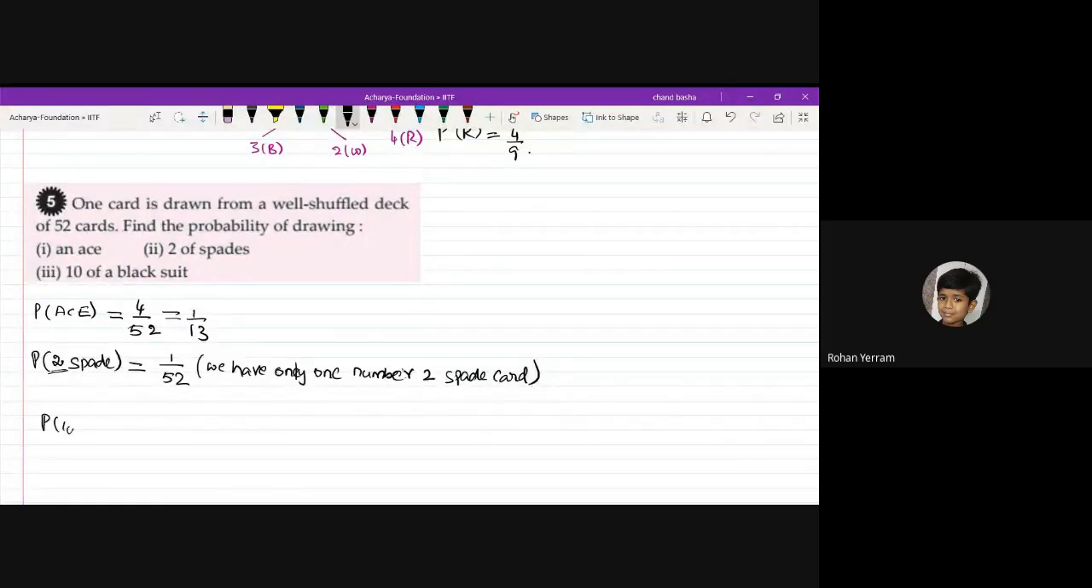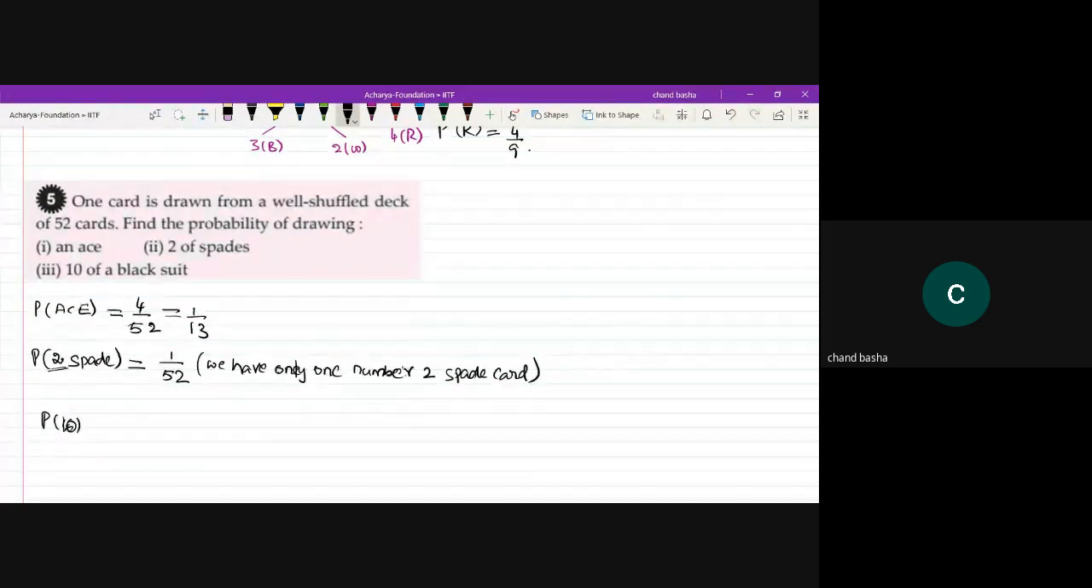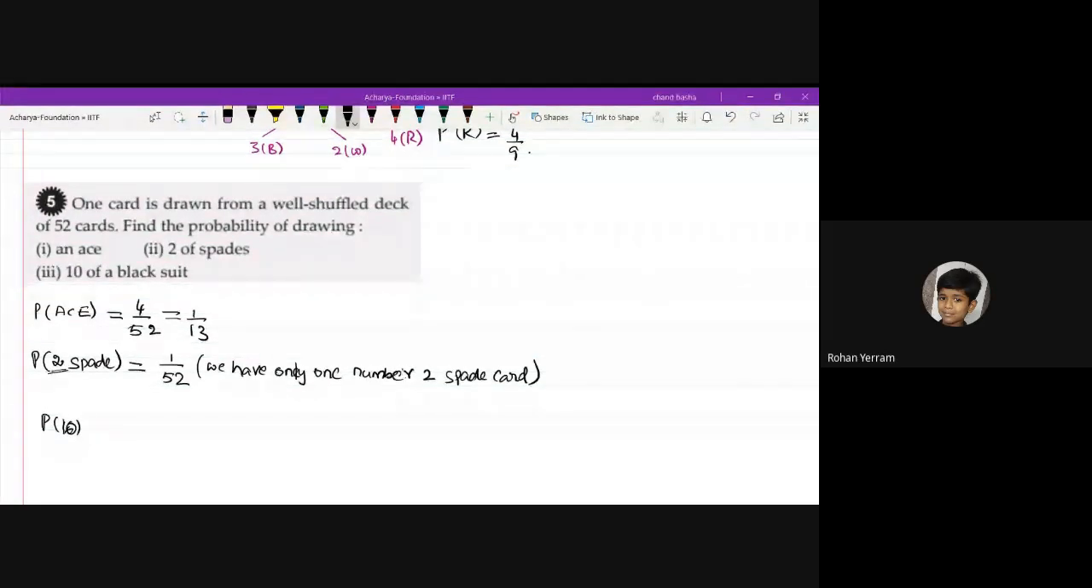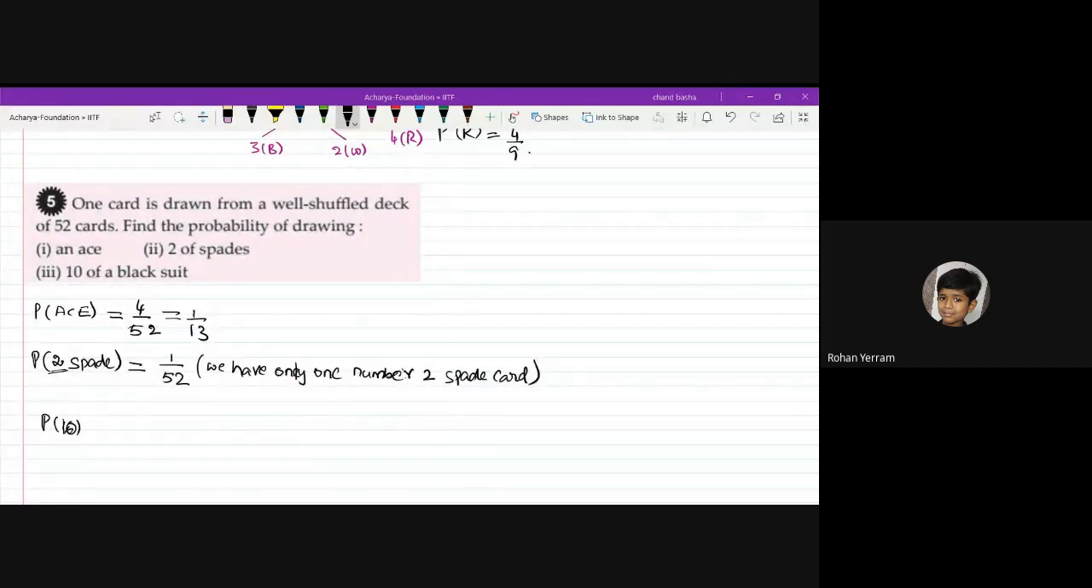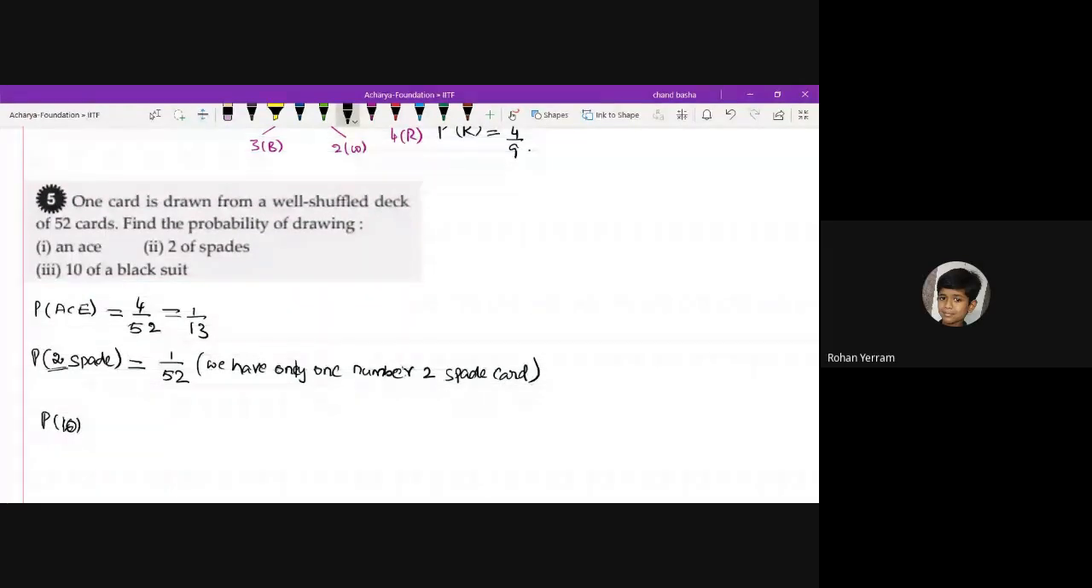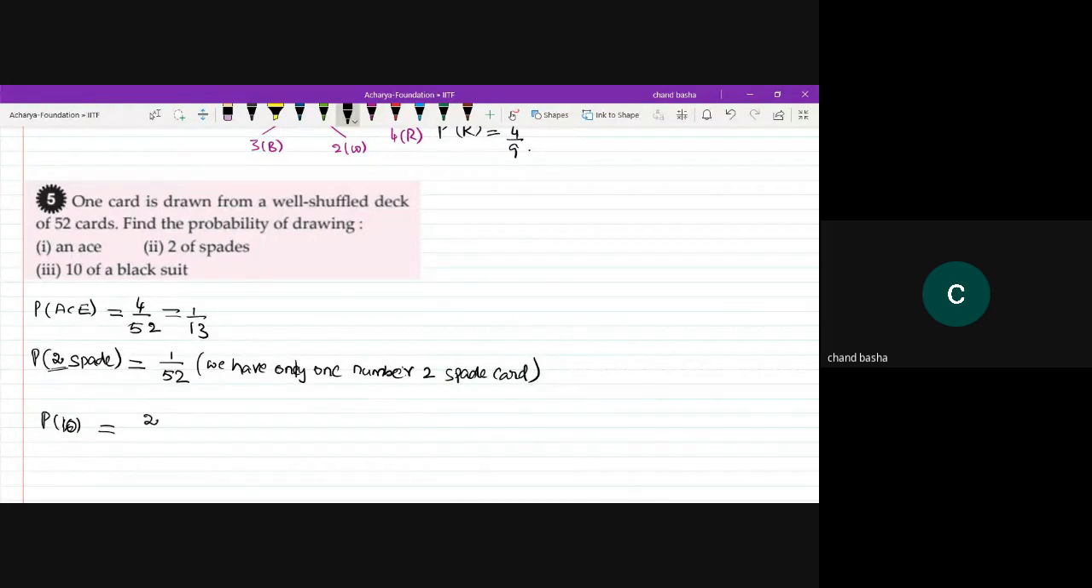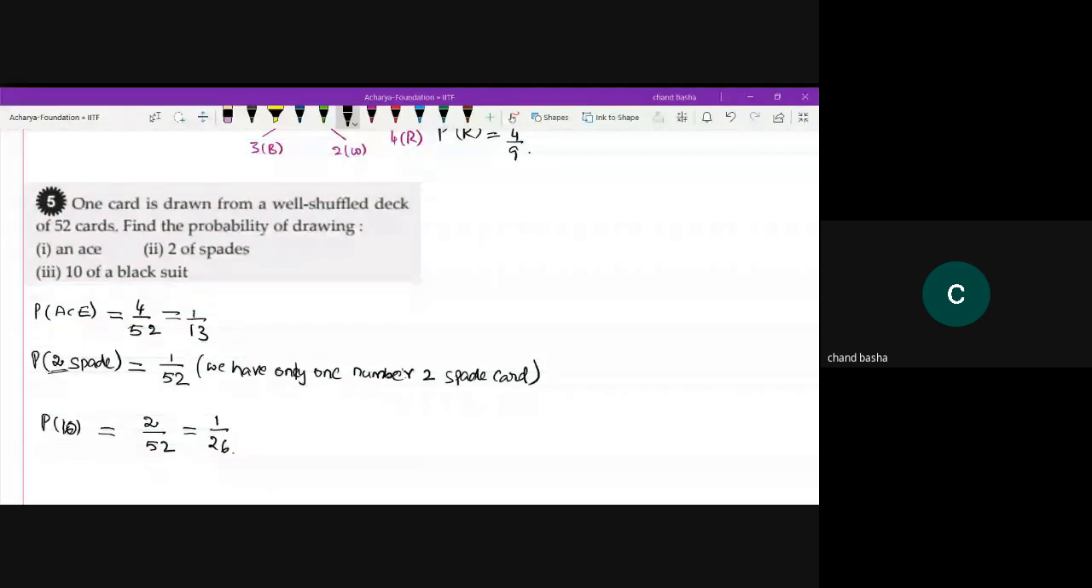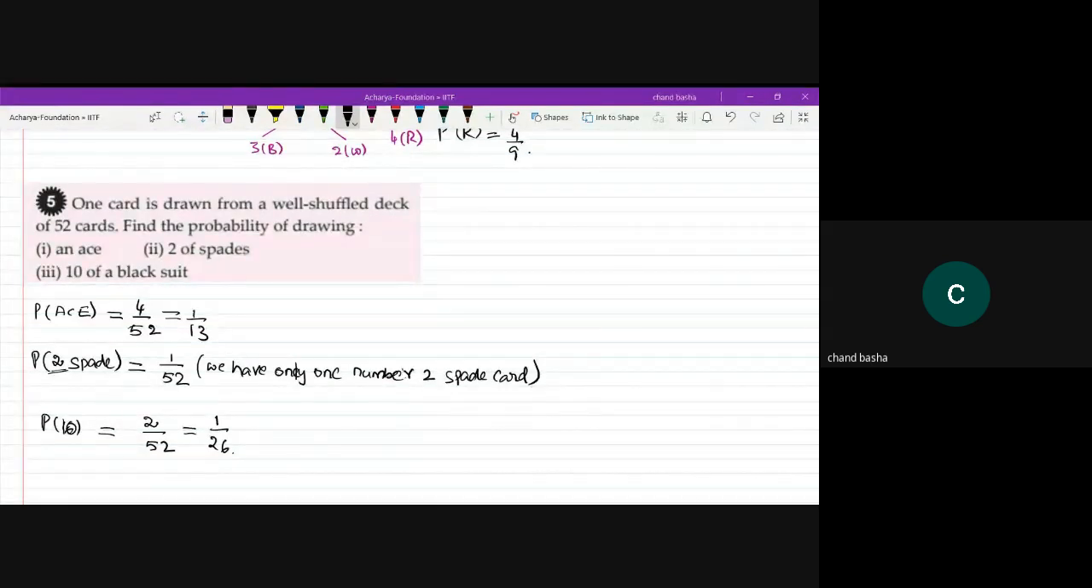Sir, 1 by 26, sir. What is asking? How many black cards you are taking? 10 of a black suit means 10 of spades is possible, 10 of clubs is possible. So 2 by 52. That is 2 divided by 52. It should be 1 divided by 26 is the required answer. 10 of black suit means you will get a total of 2 cards. Very good.